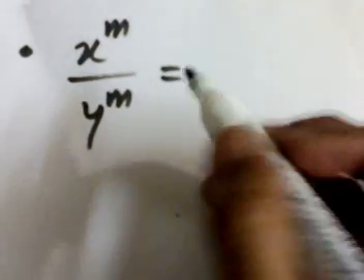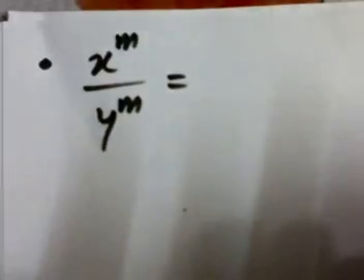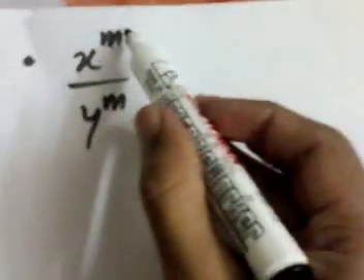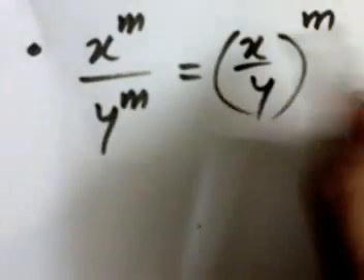So it's okay, let it be. We can edit it later. So x raised to power m, y raised to power m. In the process of division, we can combine the powers.